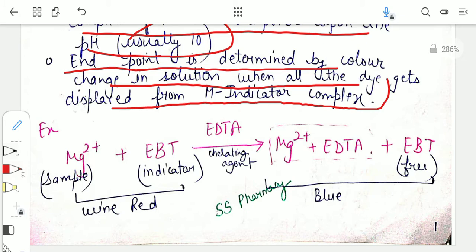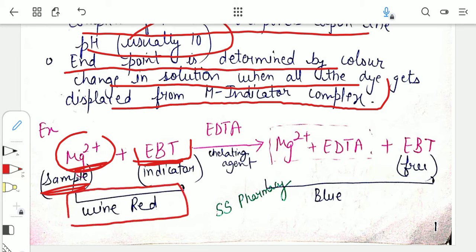So for example, our sample contains magnesium ions. Okay, this is our sample, and for that magnesium, we use a suitable metal indicator, for example EBT, which stands for Eriochrome Black T, an important metal ion indicator in complexometric titrations. This EBT will form a complex with magnesium ions, and that complex will change the color of the solution to wine red.